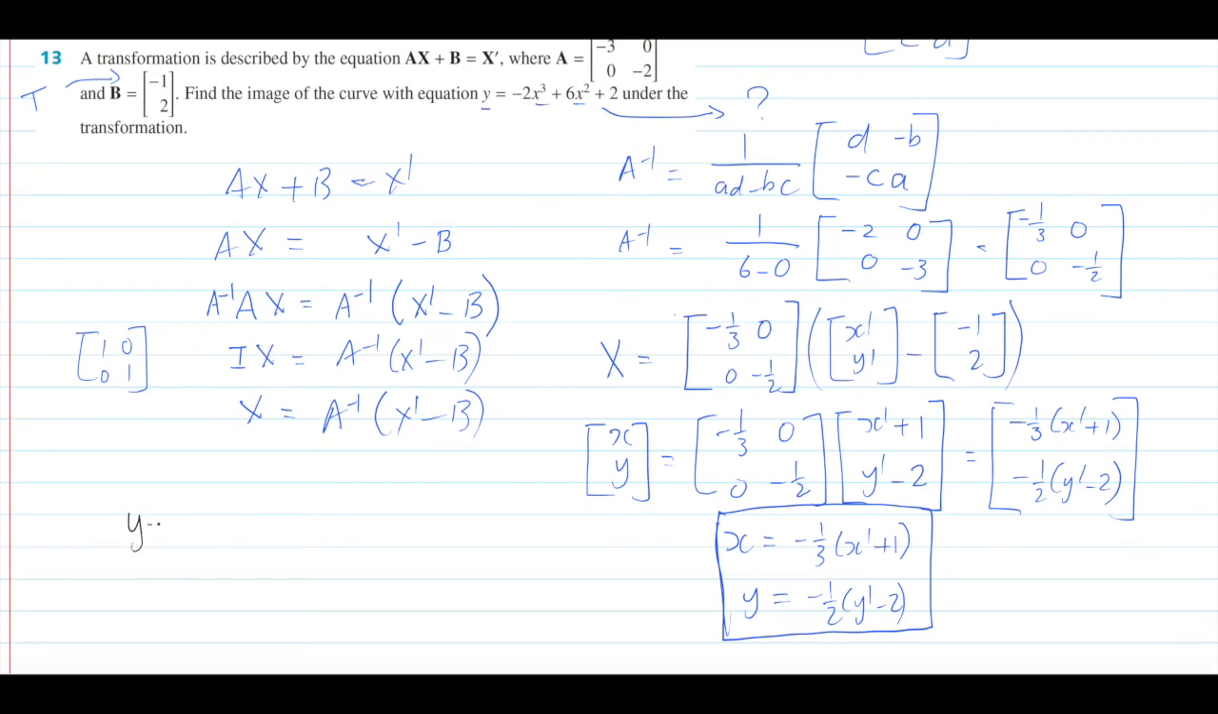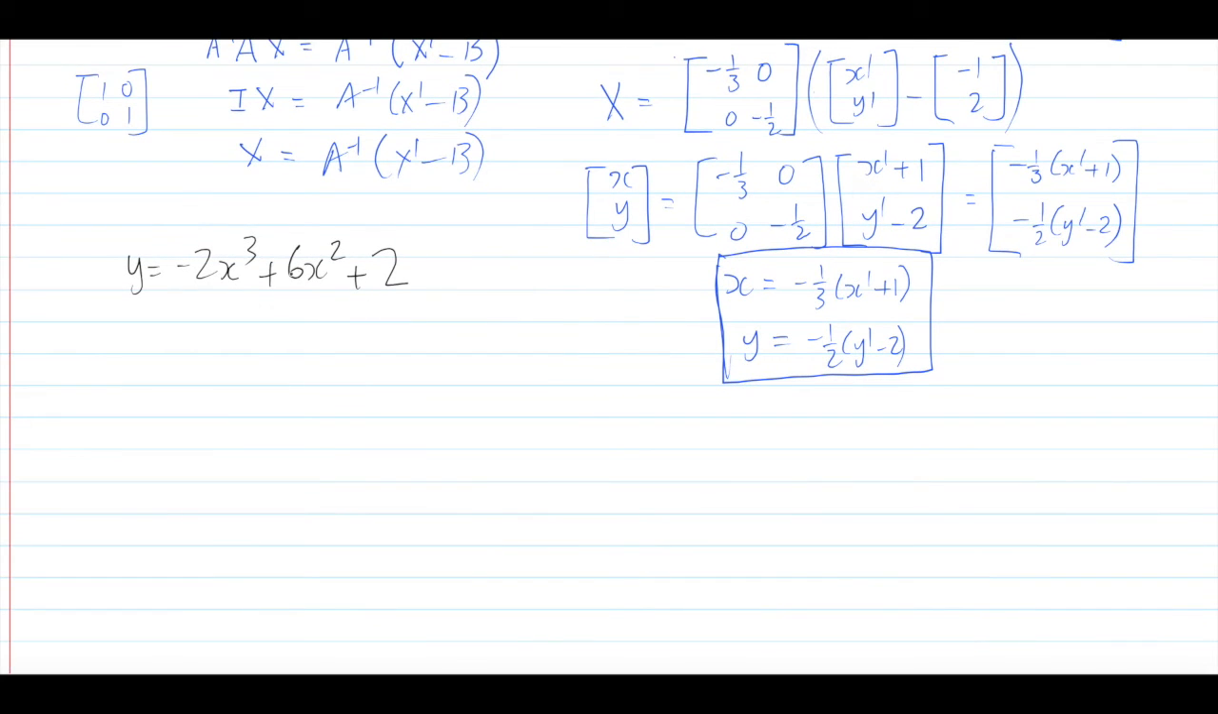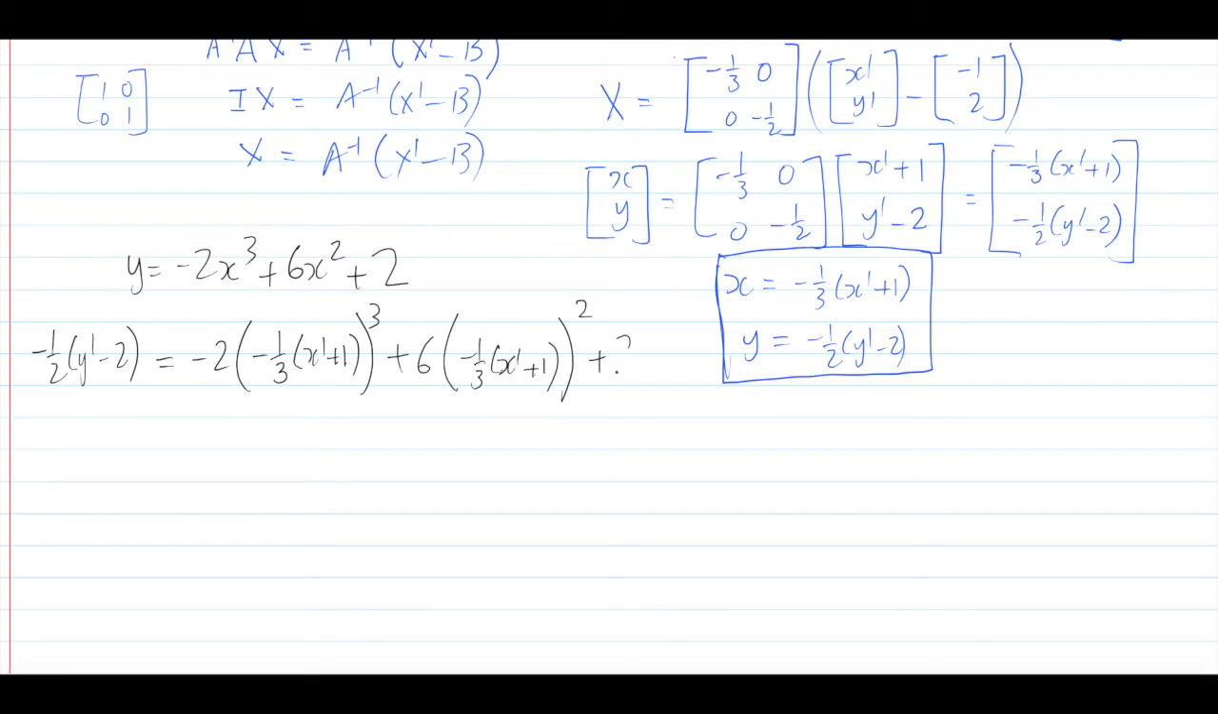So I'm going to do that very quickly. I'm going to write that here. This is my original equation, y equals -2x³ plus 6x² plus 2, and we are going to just sub those numbers in. So my old y is equivalent to -½ y dash minus 2, which equals -2 times my old x, which another way of writing is -1/3 x prime plus 1, and then we cube the whole thing, because that's your old x, plus 6, and then everything's going to get squared. And what's the old x? Well, this is our same expression, and then plus 2 at the end.